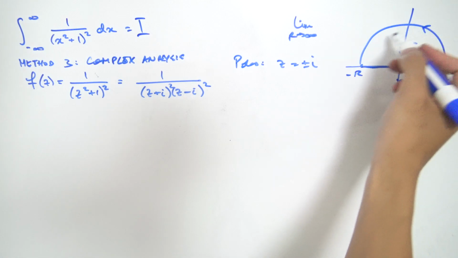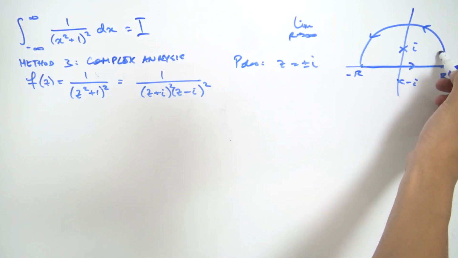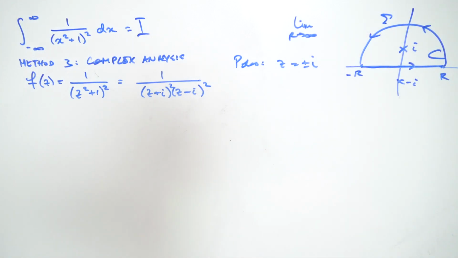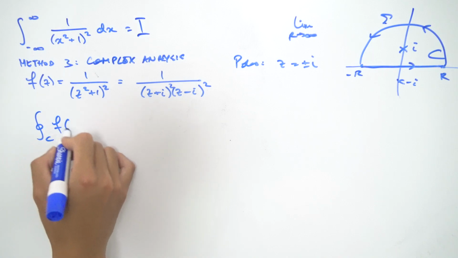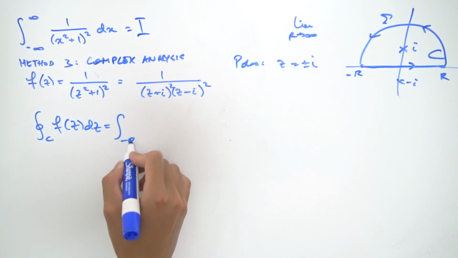Positive orientation as well, because we want to integrate along the contour in an anti-clockwise direction. So now let's call this whole entire contour C. Let's call this curvy path gamma. And now we can say that the contour integral over C of our function f(z) dz is equal to the integral from minus R to R.